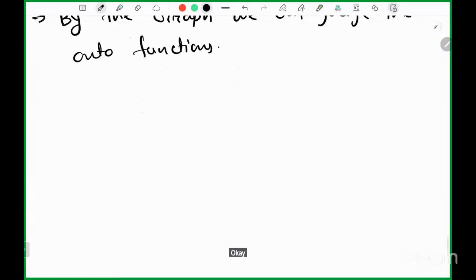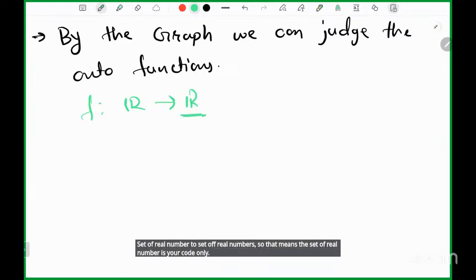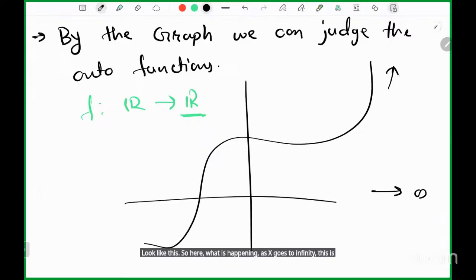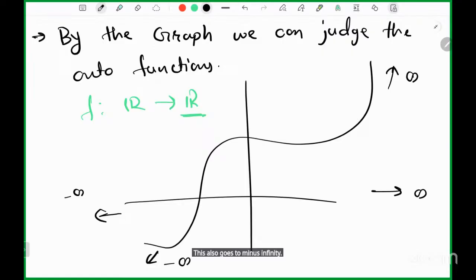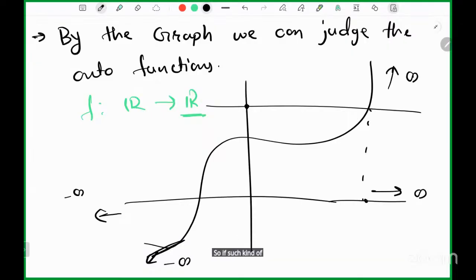Okay, how can we judge by the graph? So suppose you have a function f from the set of real numbers to the set of real numbers. That means the set of real numbers is your codomain. In that case, if your graph looks like this, here as x goes to infinity, this also goes to infinity, and as x goes to minus infinity, this also goes to minus infinity. So every real number has a pre-image, because you can just draw a line, and for that y value you can find the x values. If such a scenario happens, then those functions become onto or surjective functions.